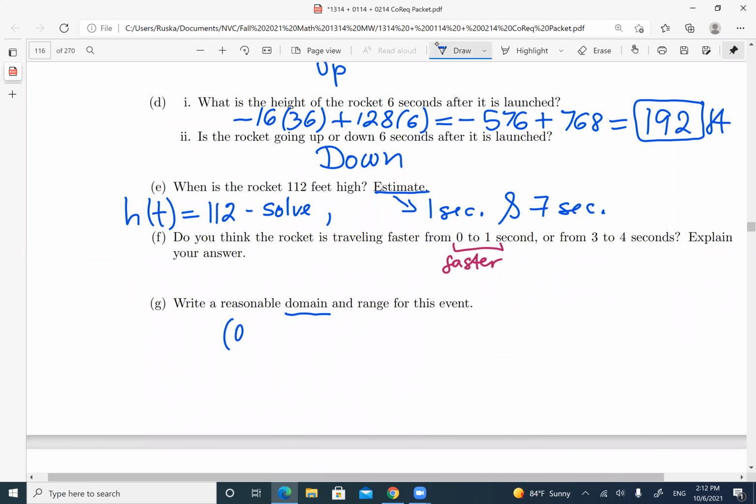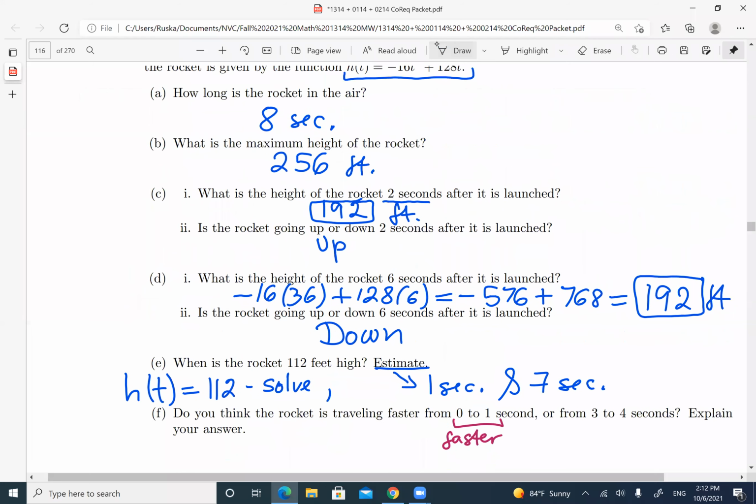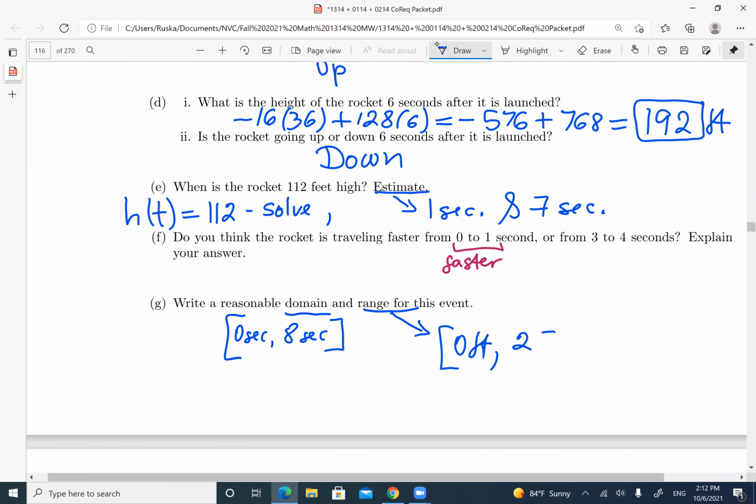That's right. And actually you're going to use brackets because of interval notation. So it's going to be from 0 seconds to 8 seconds, because you include that. And what is the range? From 0 feet to what? What was the maximum height? 256. Yes, 256 because of the vertex. We calculated this. And you're using brackets in this interval notation because we're including the 0 and including the 256. Okay, everybody understand that?